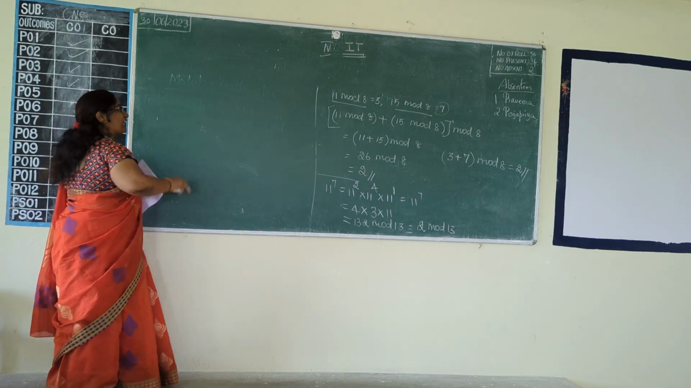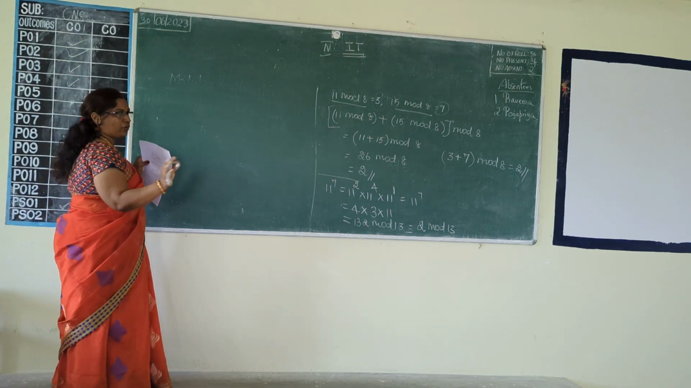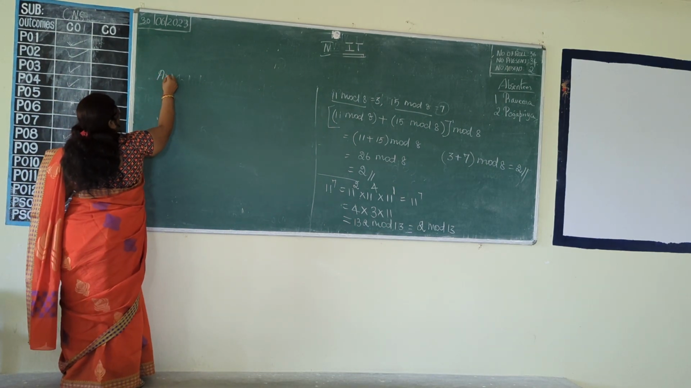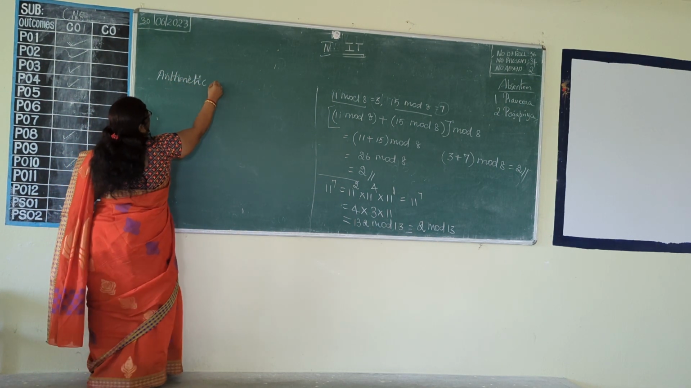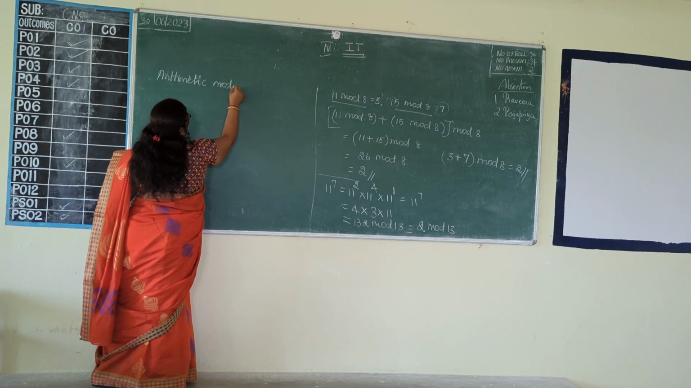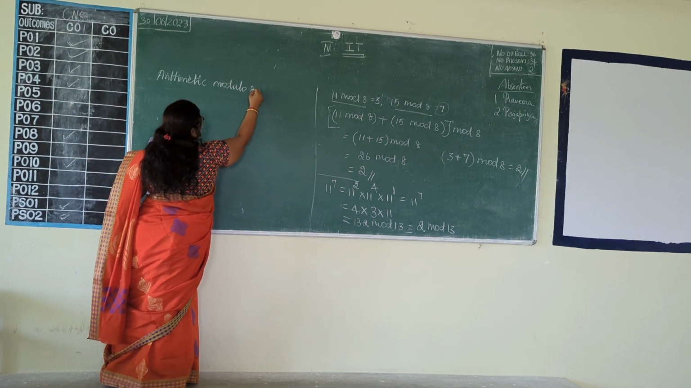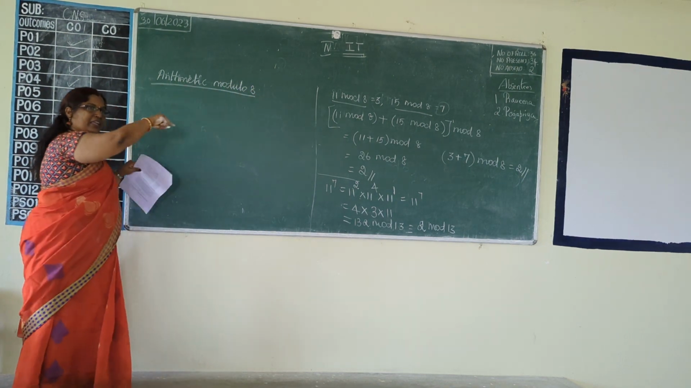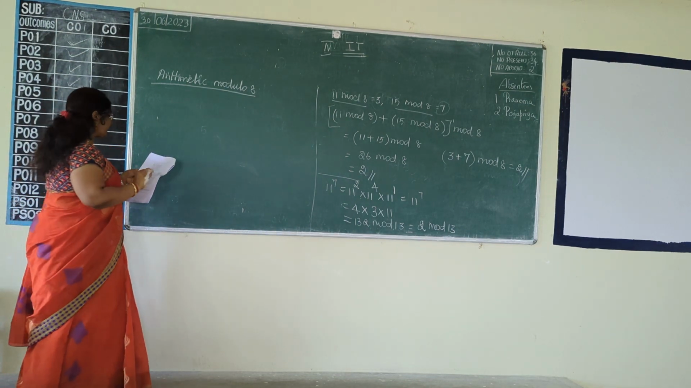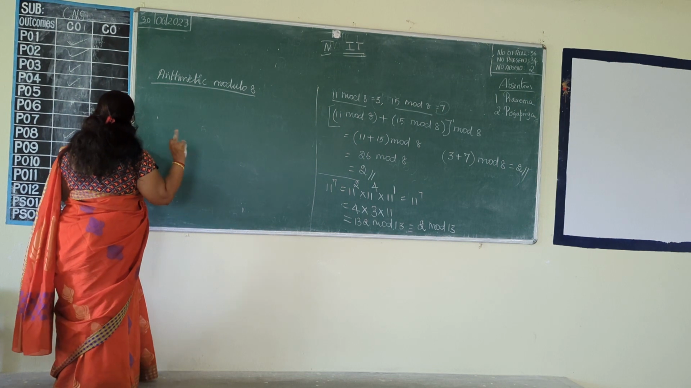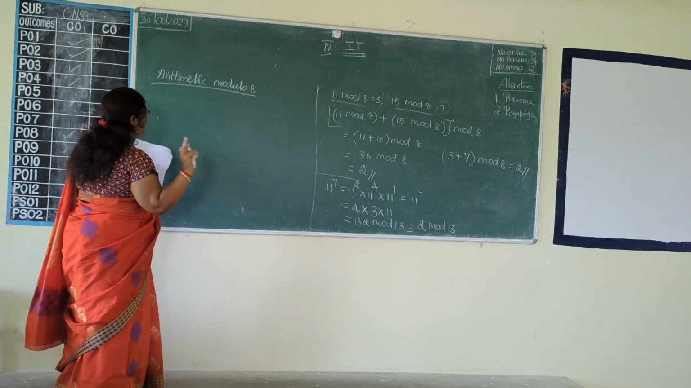Okay, arithmetic modulo 8 we are going to see. Arithmetic includes addition, subtraction, multiplication. All those things we are going to find out now. First I am going to see addition modulo 8.